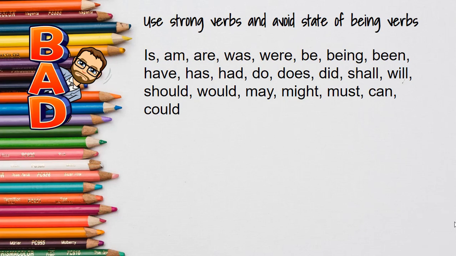Usually when you're using state of being verbs or to be verbs, you are writing in the passive voice. And in academic writing, you want to try to write in the active voice as much as possible. Now, this does not mean you could never use any of these words, but you do want to try to eliminate them as frequently as you can.